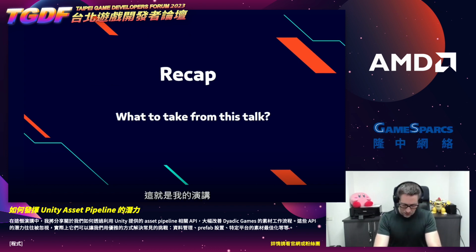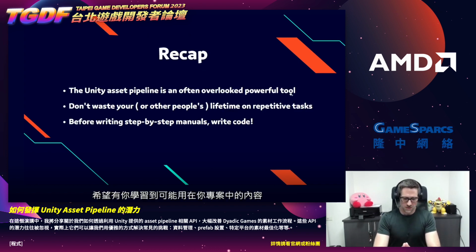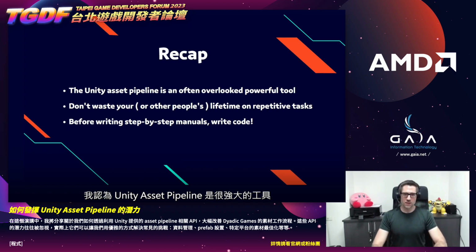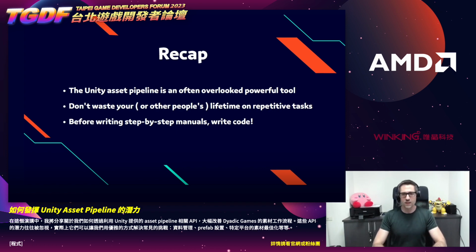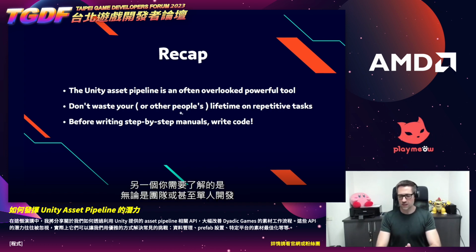All right, this is the end of my talk. I hope there was something useful you could learn and probably apply to your own projects. In my opinion, the Unity asset pipeline is a very powerful tool, but its potential is very often overlooked. And I think game developers, especially indie game developers, should spend more time understanding what the asset pipeline can actually do for them to make their life easier, especially when they have a game with a lot of content or lots of assets inside.